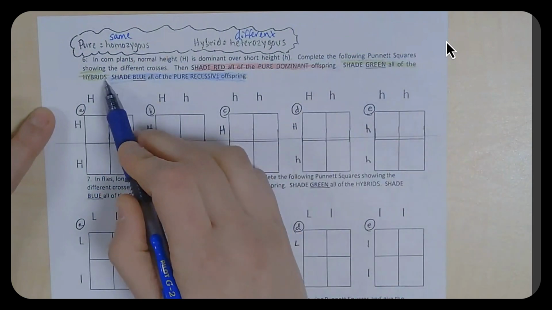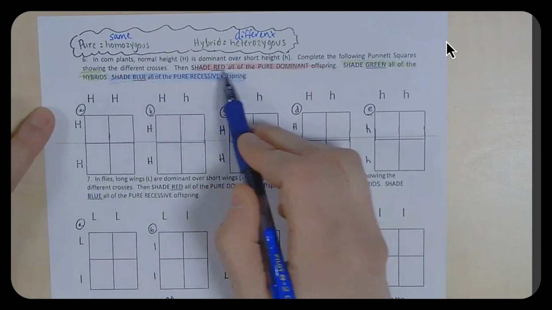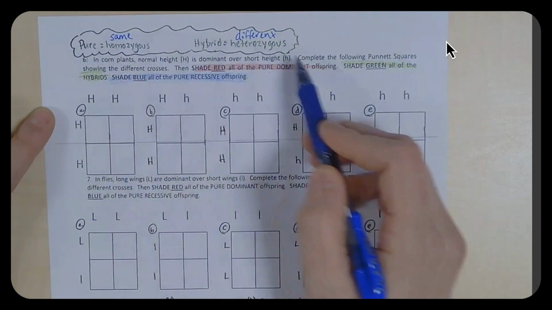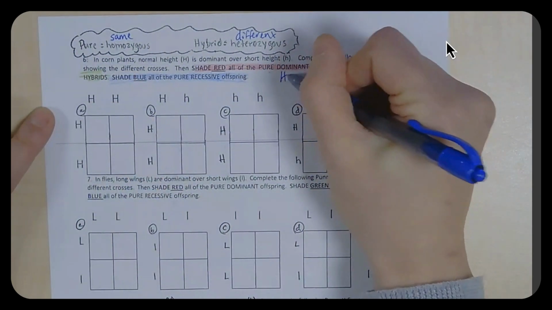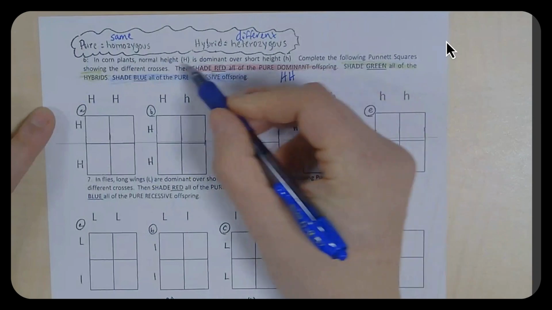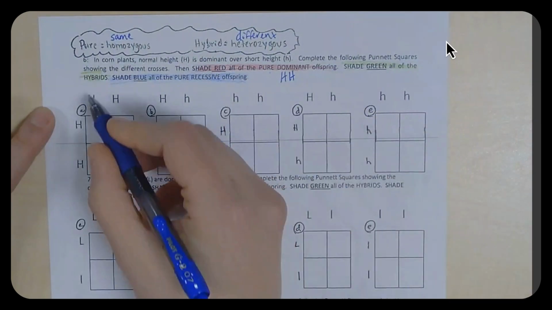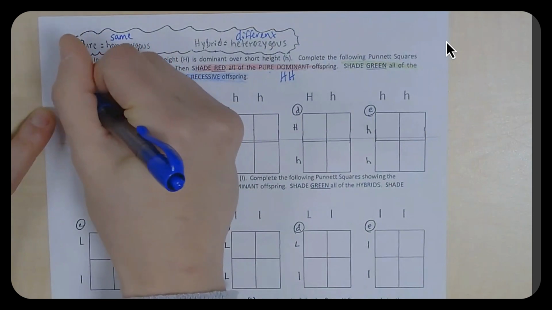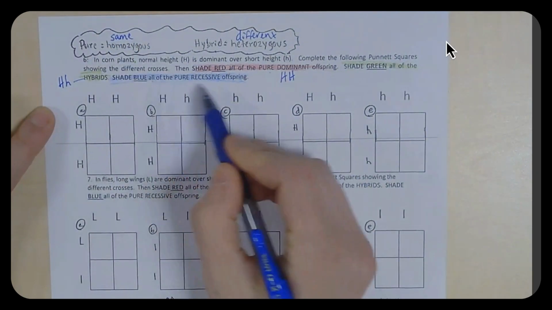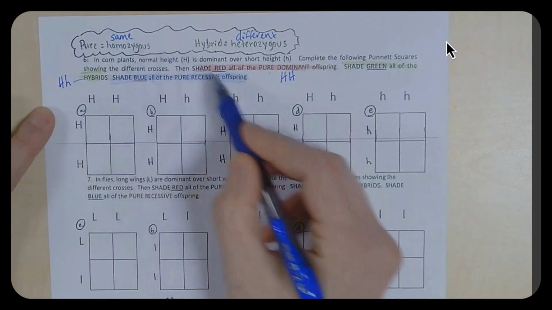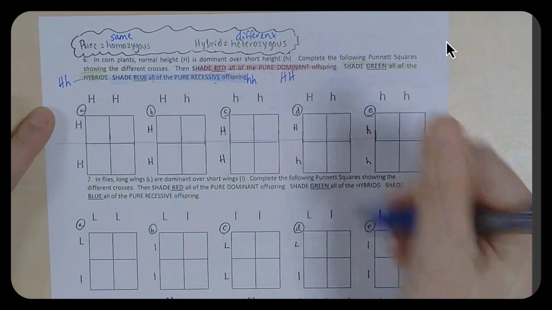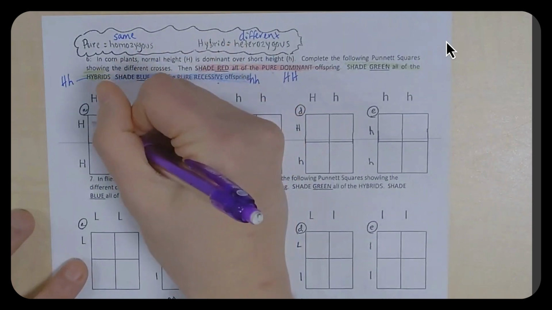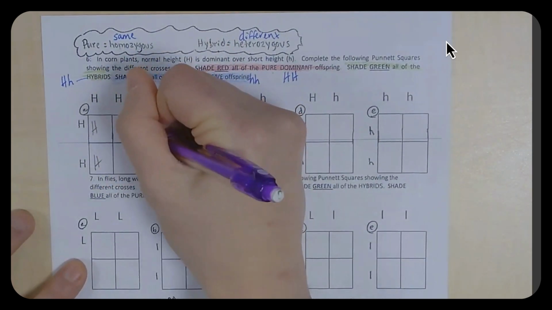Complete the following Punnett squares showing different crosses. You're going to shade all the pure dominant. Pure, I know, means the same. So pure dominant, that would be big H, because we're using the letter H. Shade green all the hybrids. Hybrids are heterozygous or different. So that would be big H, little h. In pure recessive, pure is homozygous, recessive is little, so that's little h, little h. So all I'm going to do is my Punnett squares, down, down.